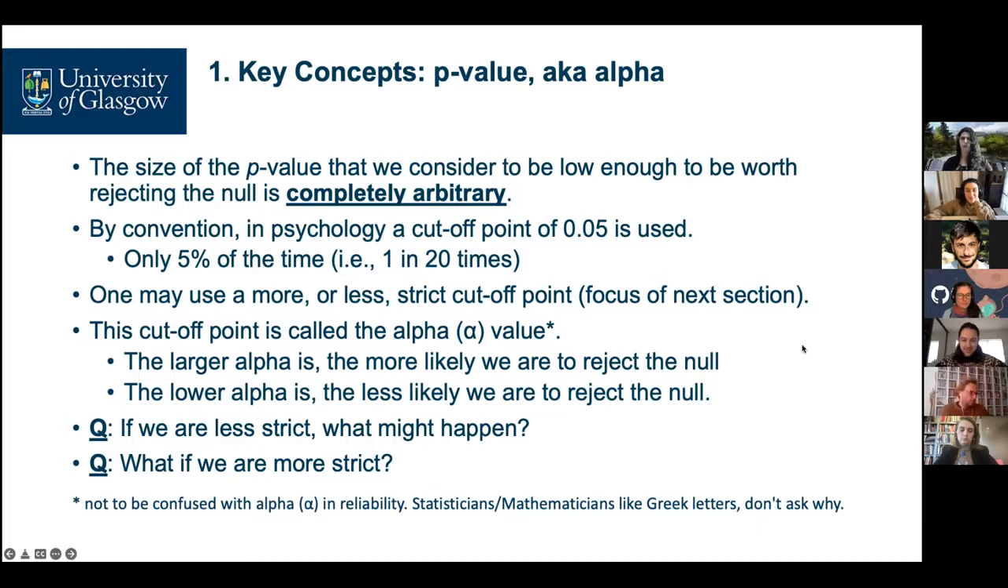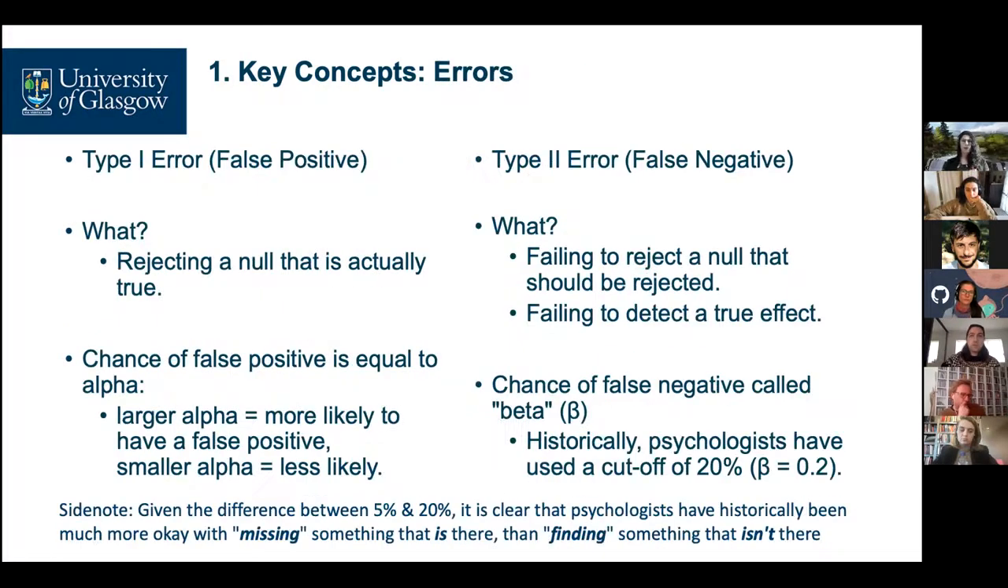We might incorrectly reject, even when the null hypothesis is true. Yeah, so we might have a false positive. What Anna has said is that we might have that, and then the inverse: if we're more strict, we might have the opposite be true. By the way, the alpha value is not to be confused with alpha reliability. That's a separate concept. Mathematicians like using Greek letters. Ignore that fact. Just know that alpha, when we're talking about power analysis, is different to reliability.